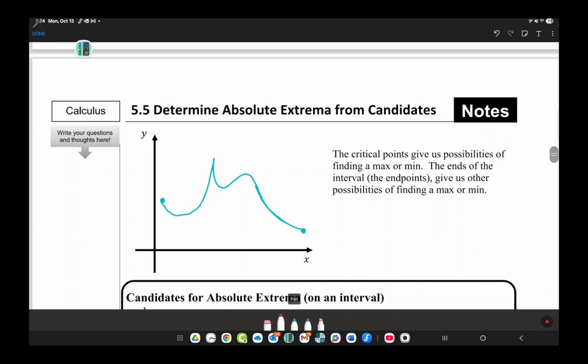So the important parts about this is one, we do have an endpoint and an endpoint. Right here, about right here, we have a critical value, a critical point. Here we have a critical point. Here we have a critical point. And here we have a critical point.